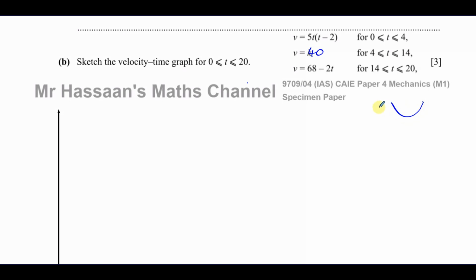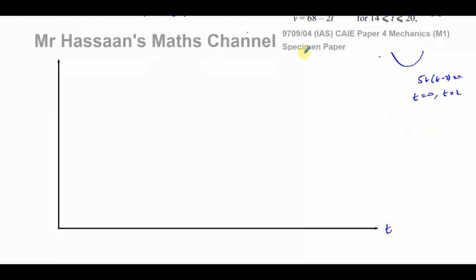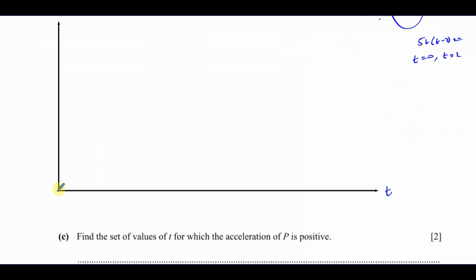If we draw it normally, it's going to cross the t-axis when v equals 0, and that's when 5t times (t minus 2) equals 0, so t equals 0 and t equals 2. So it's going to start from here. It's going to be on the negative side, so you're going to have a negative velocity. It's going to go down and then come up to 2. Let me put 2 over here.